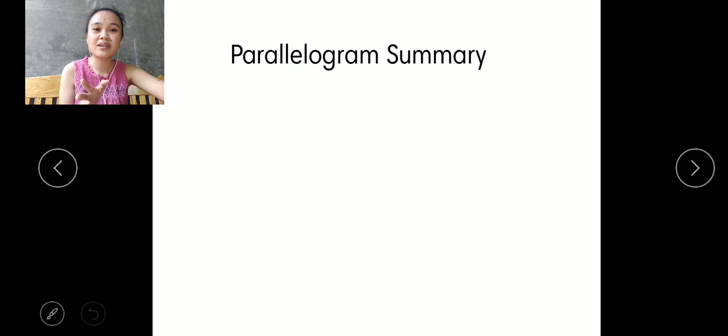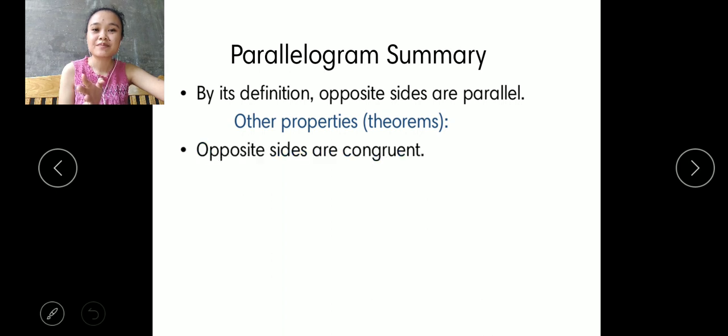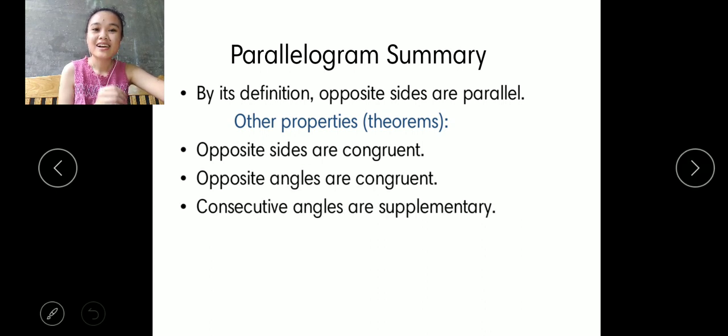Now, let's have the summary. The summary for parallelograms: by definition, opposite sides are parallel. Other properties and theorems: opposite sides are congruent, opposite angles are congruent, consecutive angles are supplementary, and the diagonals bisect each other.